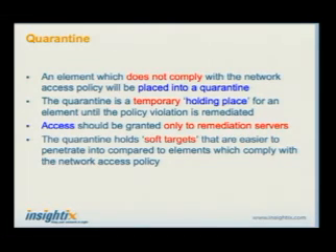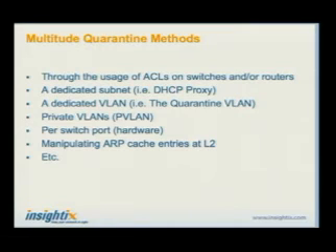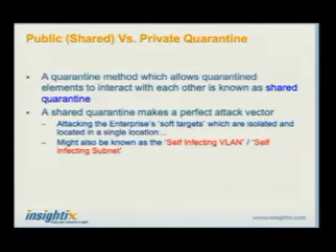How do we do quarantine? There are multiple ways to do that. ACLs, dedicated subnet, dedicated VLAN, also known as the quarantine VLAN, private VLAN, pair switch port, at layer 2 using ARP cache poisoning, and so forth. There are two types of quarantine, private and shared. Shared is basically a quarantine method that allows the elements inside the quarantine to interact with each other.